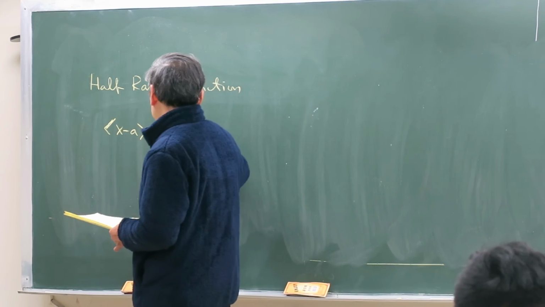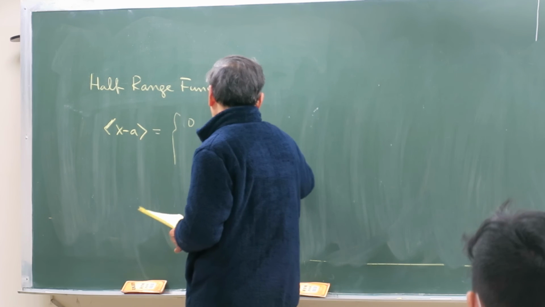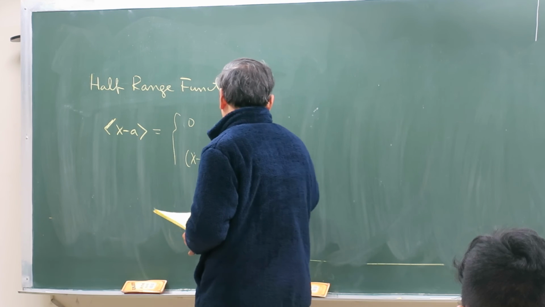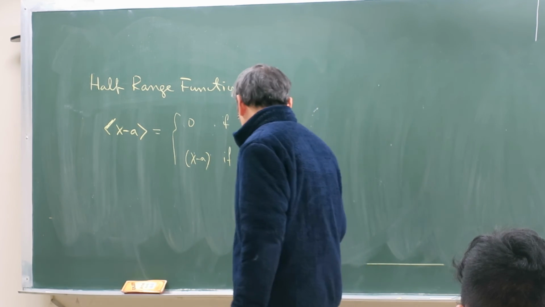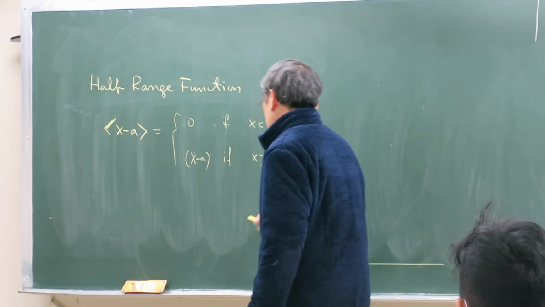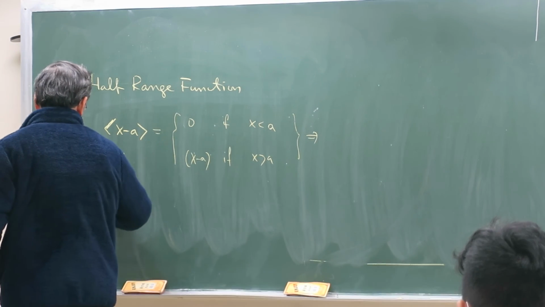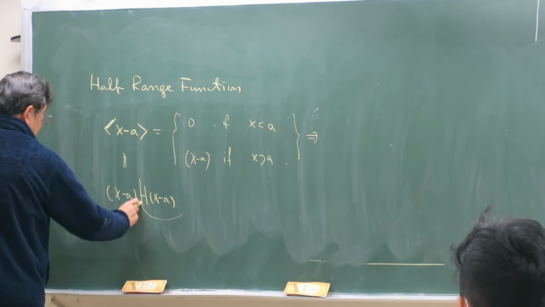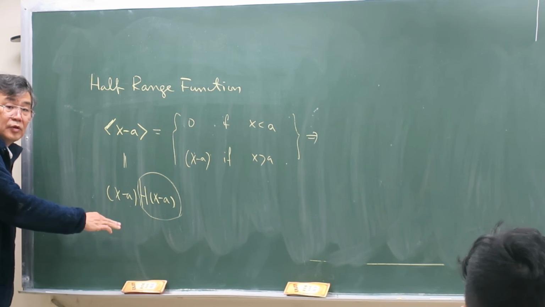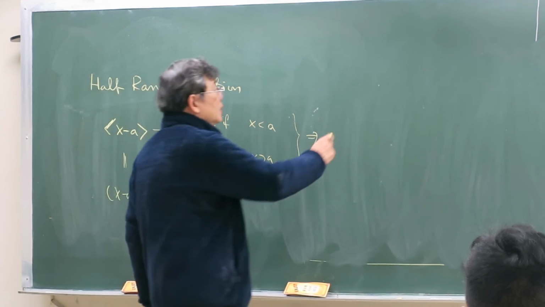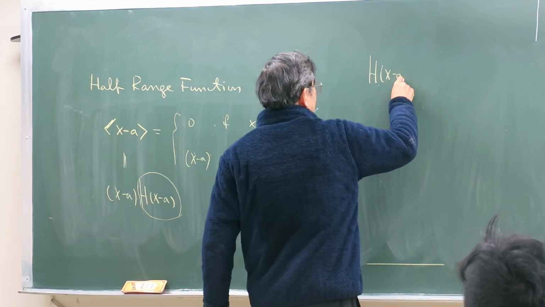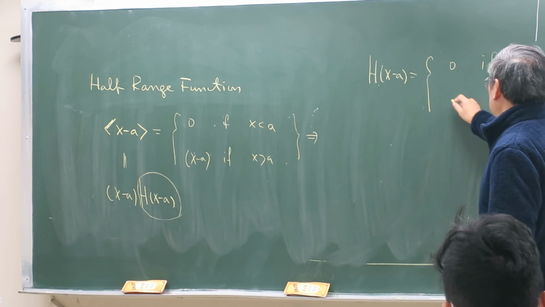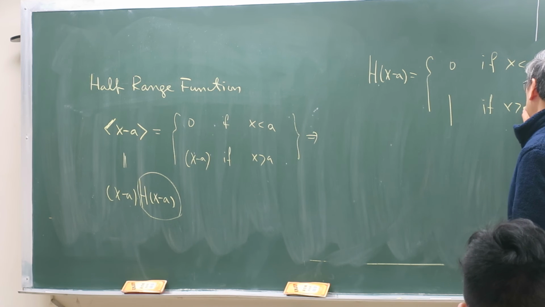We say this is equal to 0 if x smaller than a, and equal to x minus a if x larger than a. Actually, this is equal to x minus a times Heaviside x minus a. You know this Heaviside function? Unit step function. Okay. H x minus a equal to 0 if x smaller than a, equal to 1 if x larger than a.